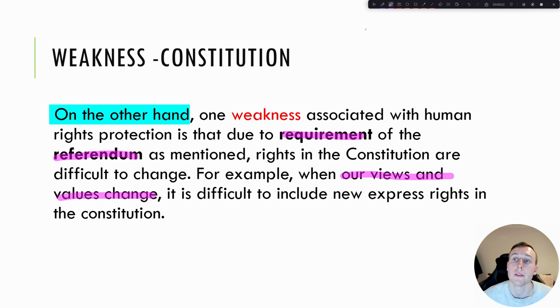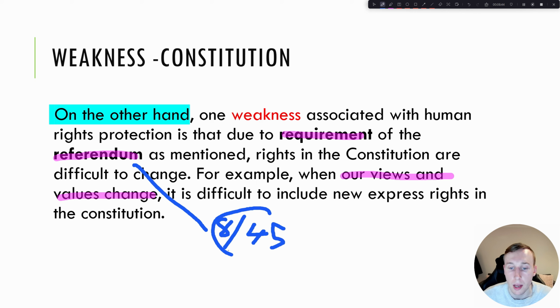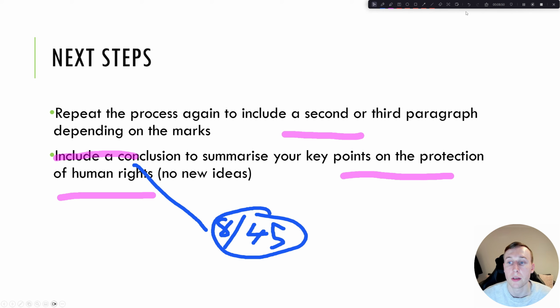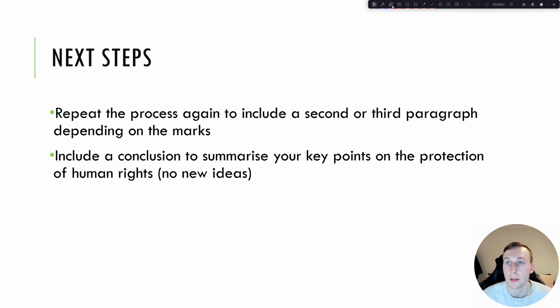A really great statistic you can use when you are talking about the Constitution as well and the referendum process is that only 8 out of 45 referendums have been successful, really indicating how hard it is to actually pass a referendum. From here, you're just looking at doing the exact same process again with either a second or a third paragraph, depending on how many marks your question is.